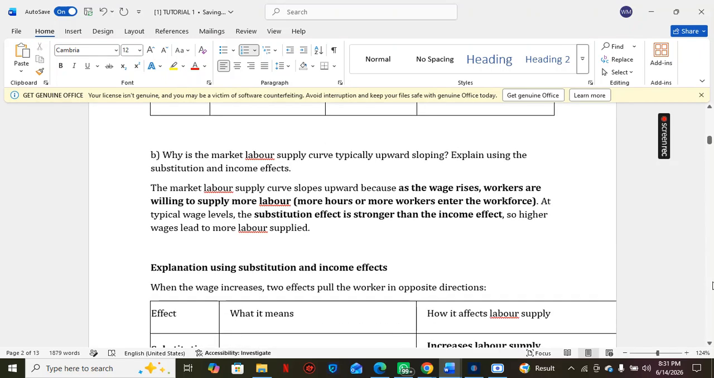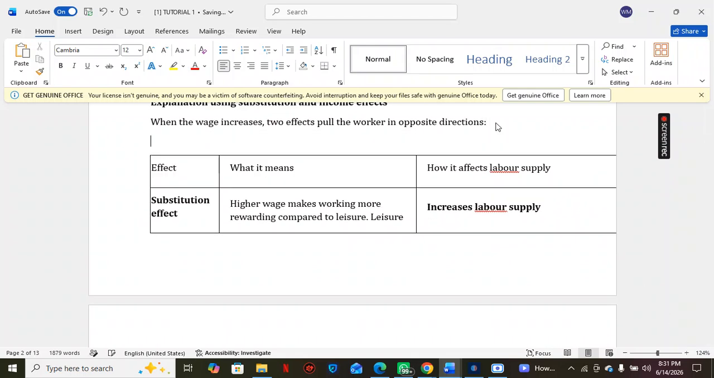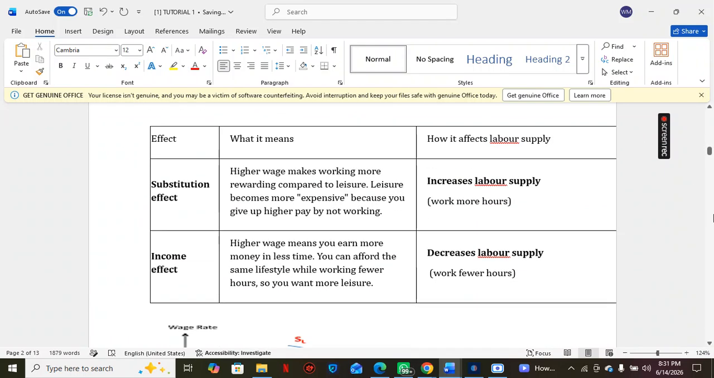Okay. All right. Question part B. Why is the market supply curve typically upward sloping? Explain using the income and substitution effects. Okay, so colleagues, first let's understand the income and substitution effect. The substitution effect tells us when you increase the wage, it will encourage people to work more and substitute leisure for working.